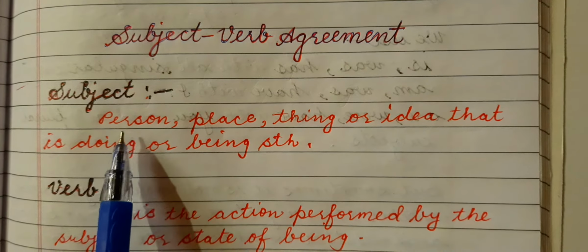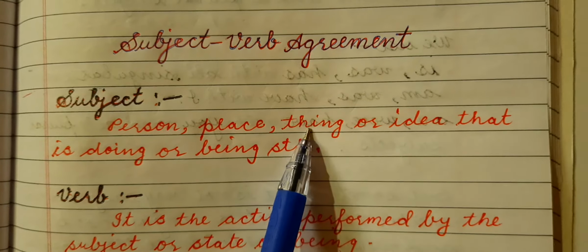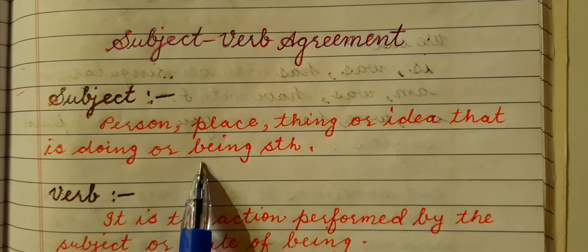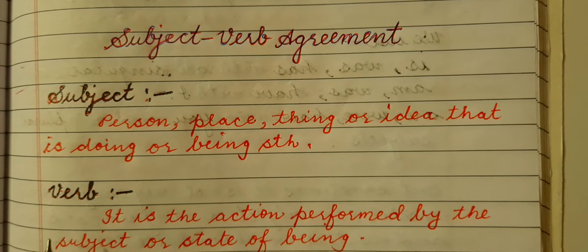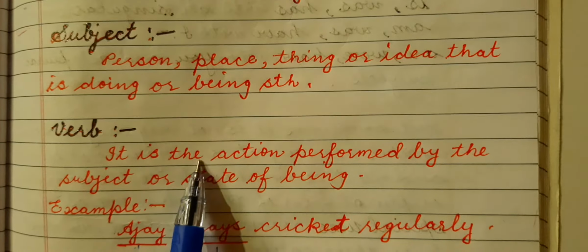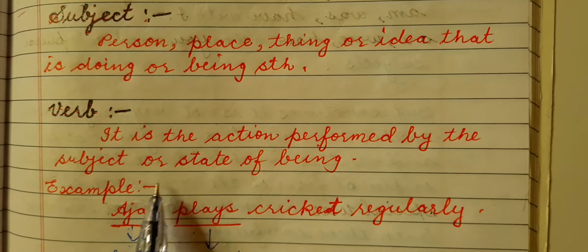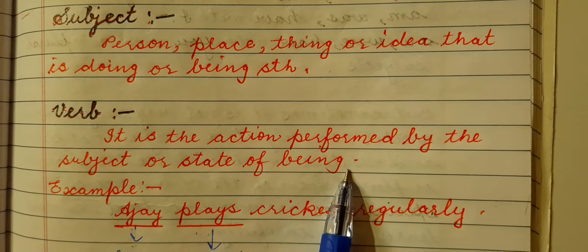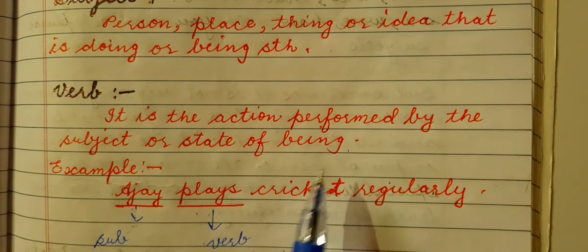So, what is the subject in the sentence? The subject is the person, place, thing, or idea that is doing or being something. And what is the verb? It is the action performed by the subject or state of being. Let's understand through an example.